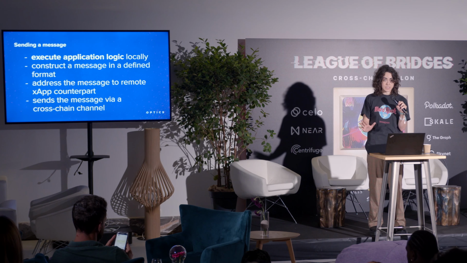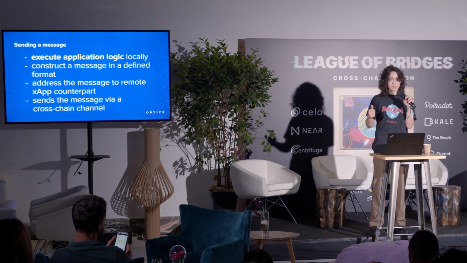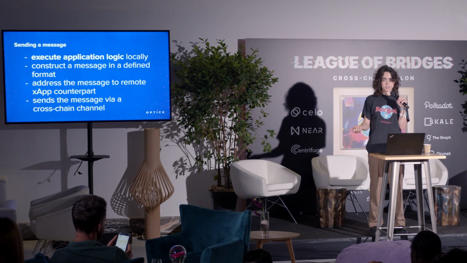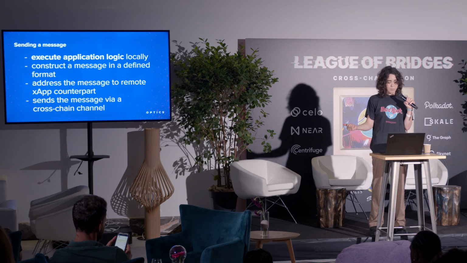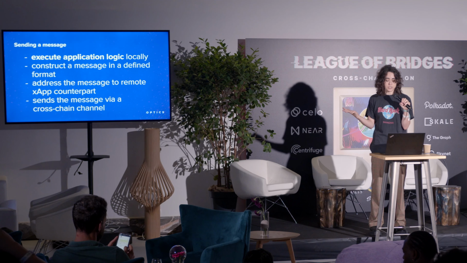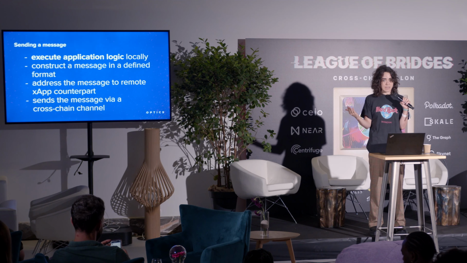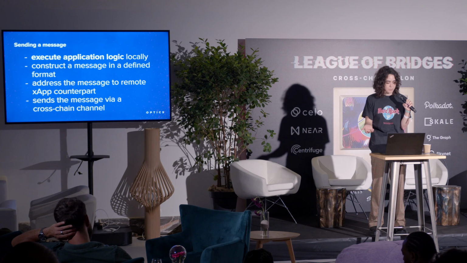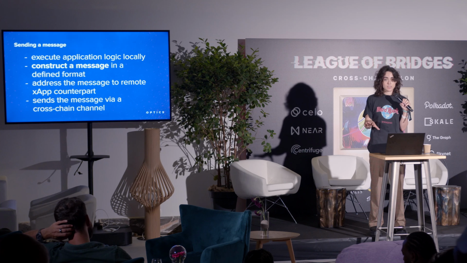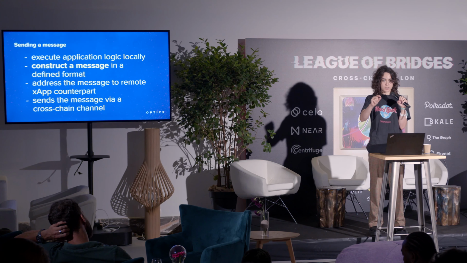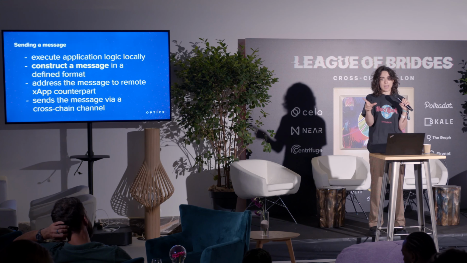When you're sending a message, these xApps will be triggered on chain by a user. It could be an EOA, or a smart contract integrated with the xApp. The first thing that the xApp needs to do is execute application logic locally. Again, this is the component that really looks different depending on what application we're talking about. The next thing it will do is construct a message in the predefined message format that encodes this information into a bytes string.